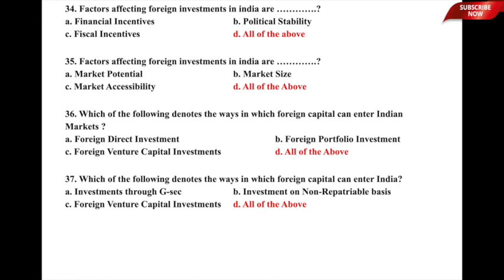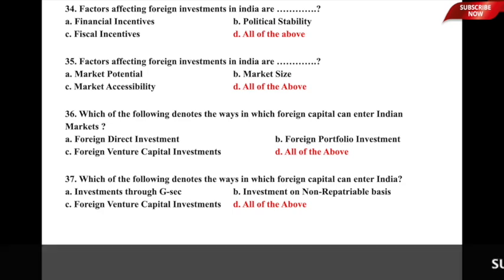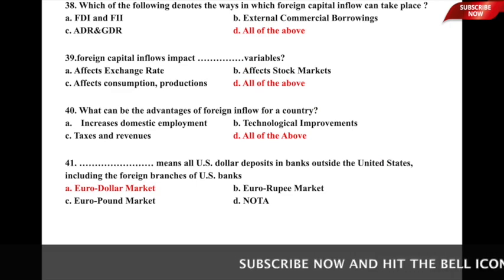So here we have seen 5 important ways, because I have repeated foreign venture capital in the next question as well. So 5 important ways in which foreign capital can enter Indian markets, and they are foreign direct investment, foreign portfolio investment, foreign venture capital investments, investments through government securities, and investments on non-repatriable basis. So these were 5 important ways in which foreign capital can enter Indian markets. I hope the questions are clear. Let us now move to the next question.